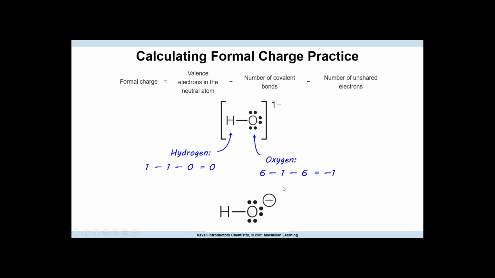Oxygen. We have 6 valence electrons. The number of covalent bonds is 1. And the number of unshared electrons is 2, 4, 6, so 6. So this ends up being -1.